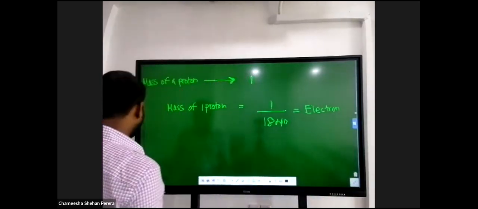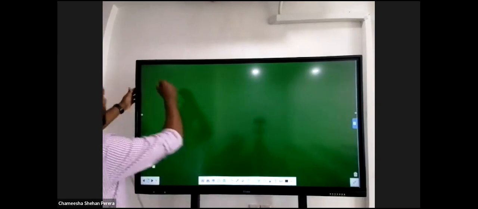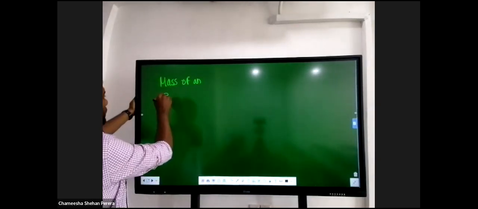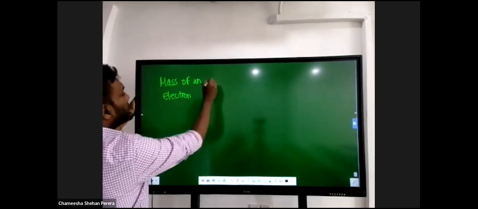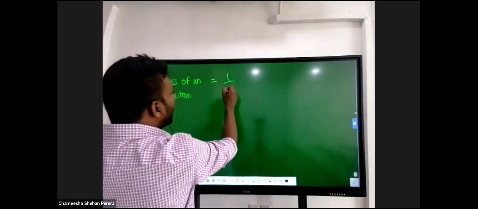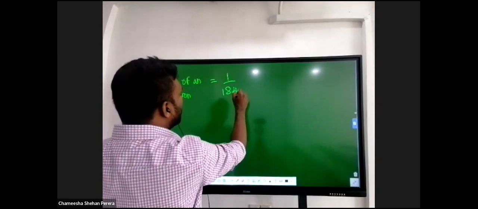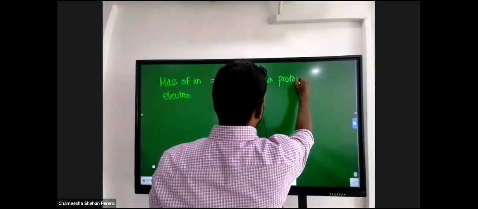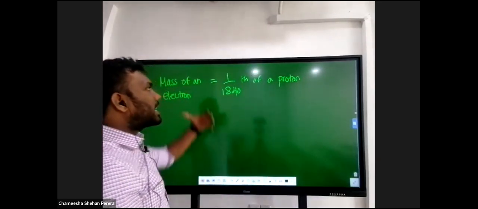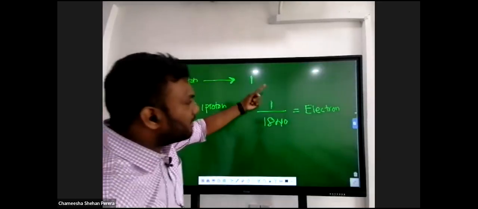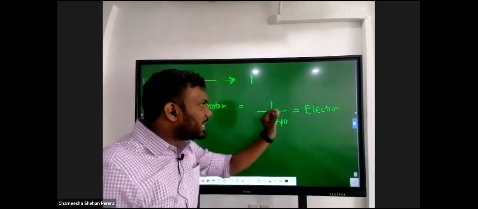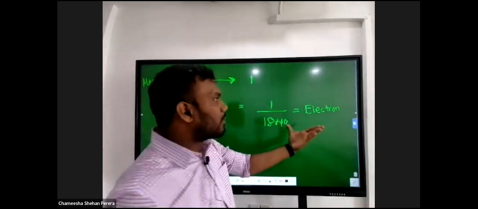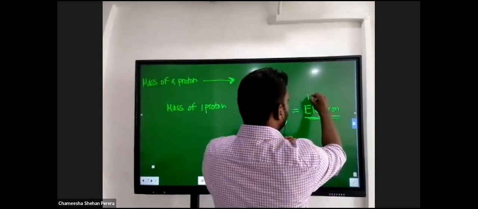So simply, what do we do here? The mass of an electron equals one 1840th of a proton. That means if you take the mass of a proton divided by 1840 and take one portion of those 1840 pieces, that would be equal to the mass of an electron.